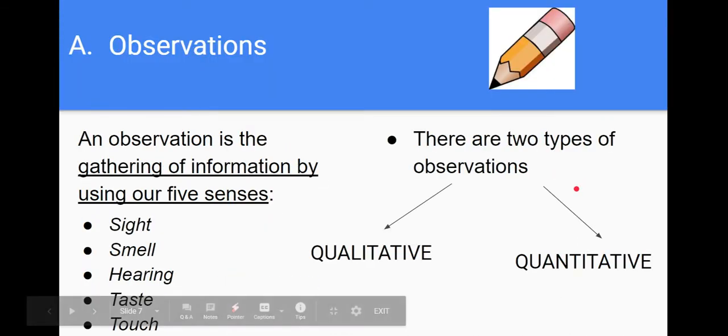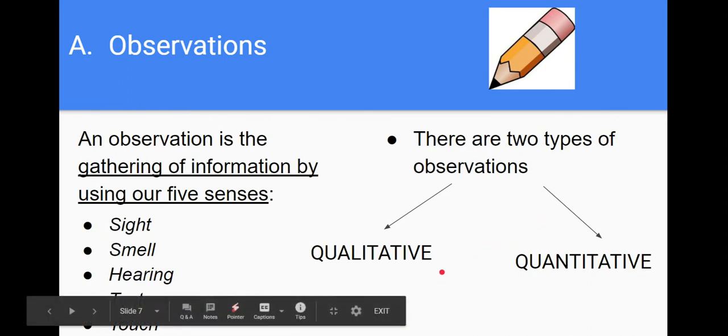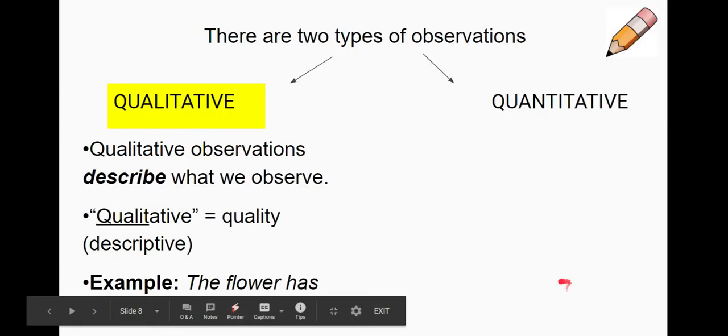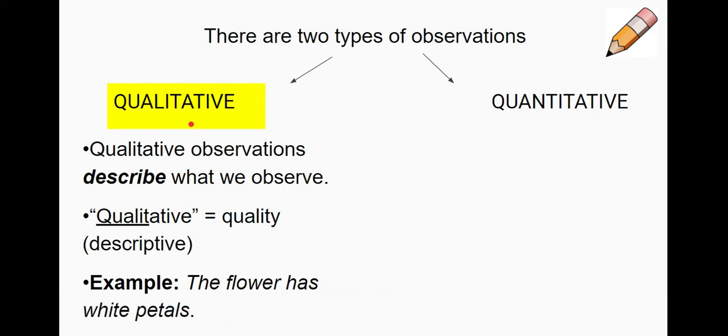There are 2 types of observations: qualitative observations and quantitative observations. You're going to want to leave some room to write underneath both areas. Qualitative observations describe what we observe. Qualitative means that we are describing a quality. An example of this is: the flower has white petals.